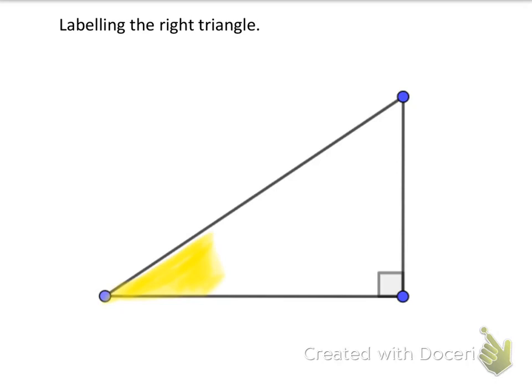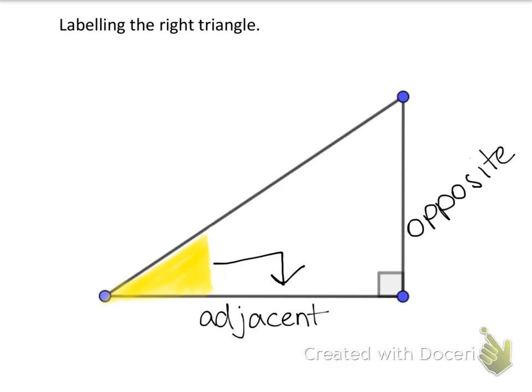So here we have our angle labeled, and then we're going to label each of the sides of the triangle as opposite, adjacent, or hypotenuse. Opposite is the side that's exactly opposite the angle we're considering. Adjacent is the leg that's exactly next to the angle we're considering. Hypotenuse is always going to be the side that's exactly opposite the right angle.